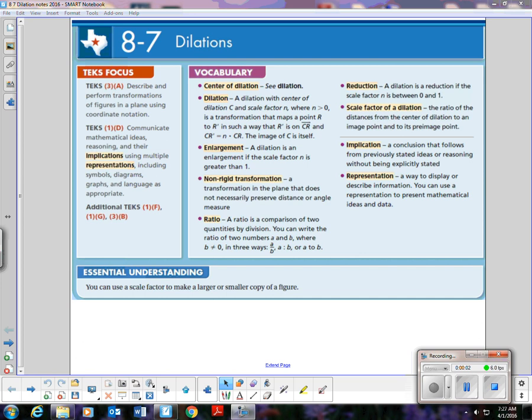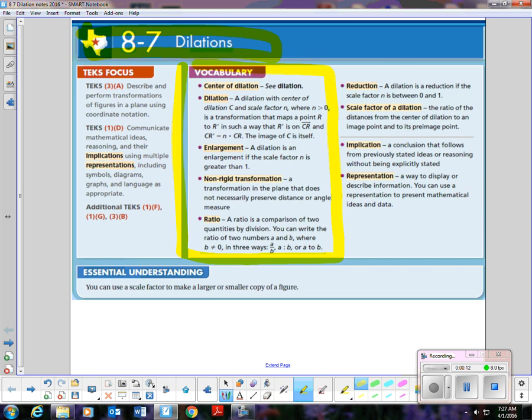Welcome to Geometry Pre-AP. Today we're going to talk about dilations. So let me remind you to put this at the top of your notes. You'll need the vocabulary written in for today, which are all of these things. And of course the essential understanding question also. So please make sure you get all these things in your notes. Make sure you read them.